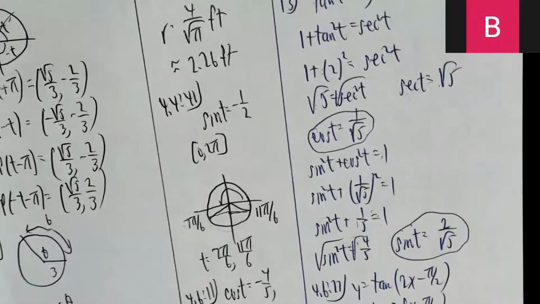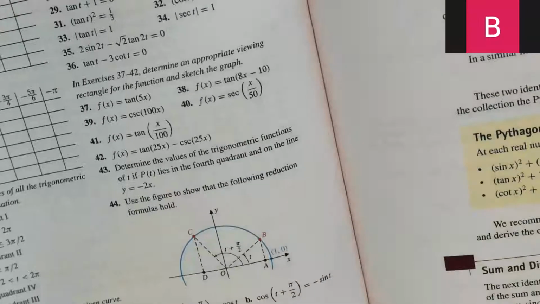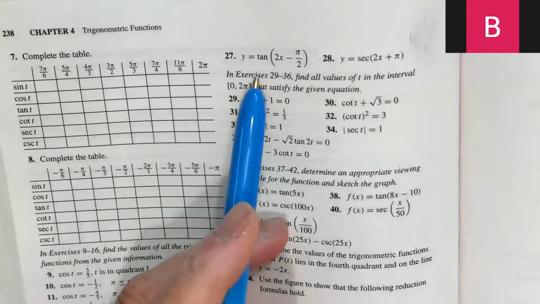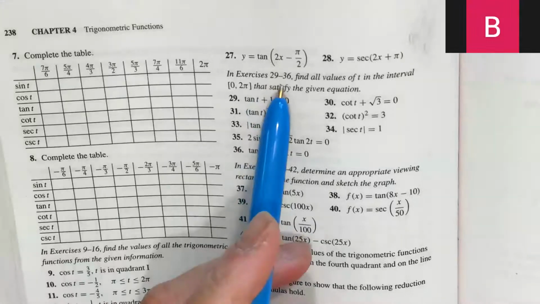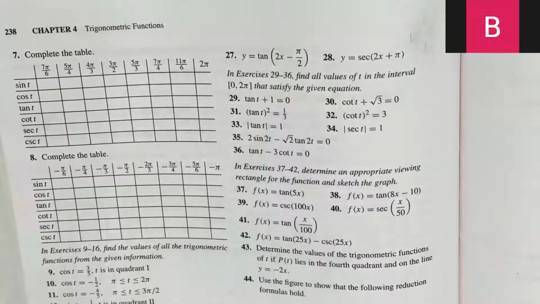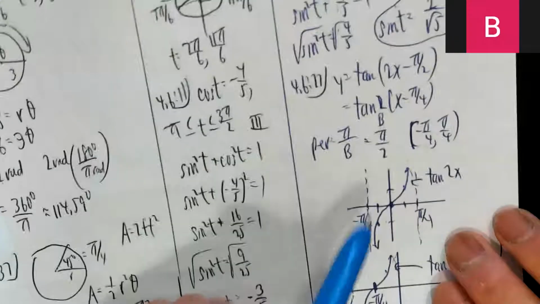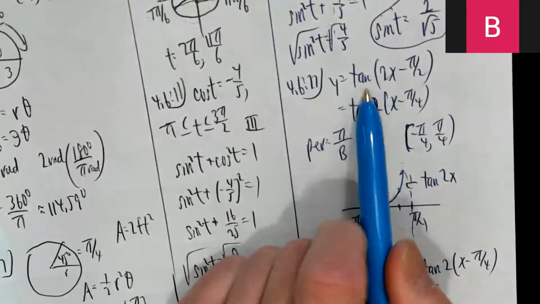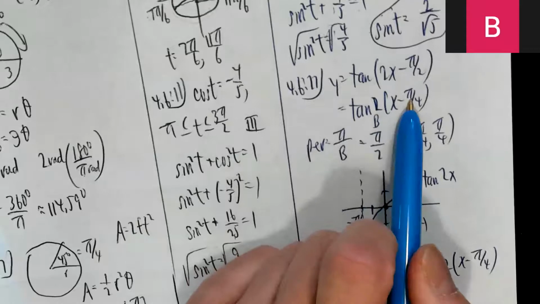Okay, 4.627. That one was a little bit more tricky. Y equals tangent of 2x minus pi over 2. Okay, first you factor out the 2. So if I factor out a 2, this becomes x minus pi over 4.